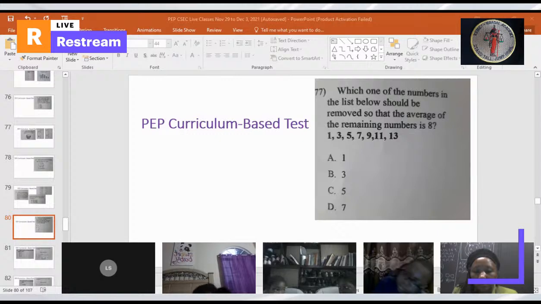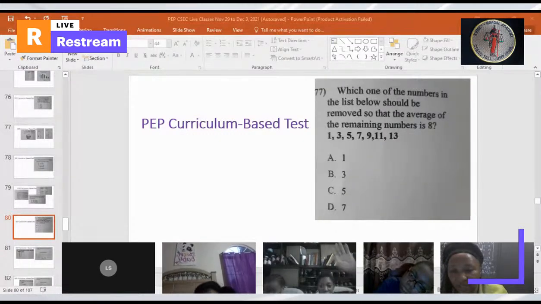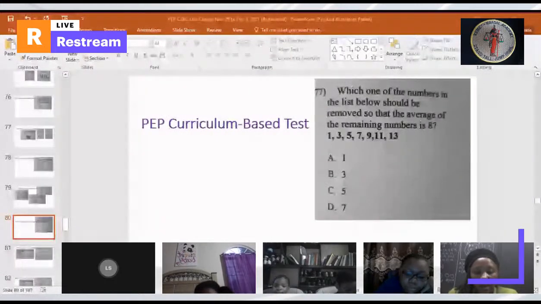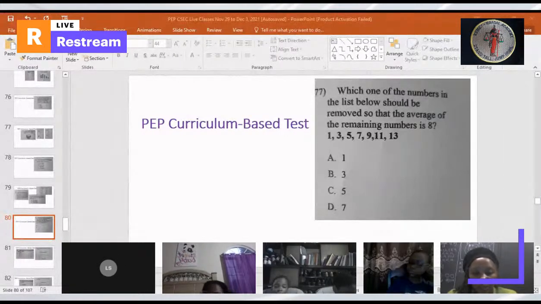Michaela is saying A. If you take out 1, the remaining numbers, when you add them, do you agree? Yes, Miss, I agree. So if you take out 1 and you add up the other numbers, what would you get? 48. Miss, 48. Divided by 6. I got 38 when I did. Miss, no, sorry, it's 48.